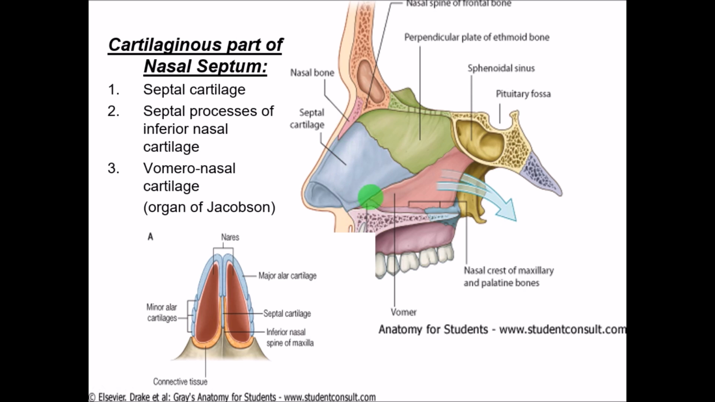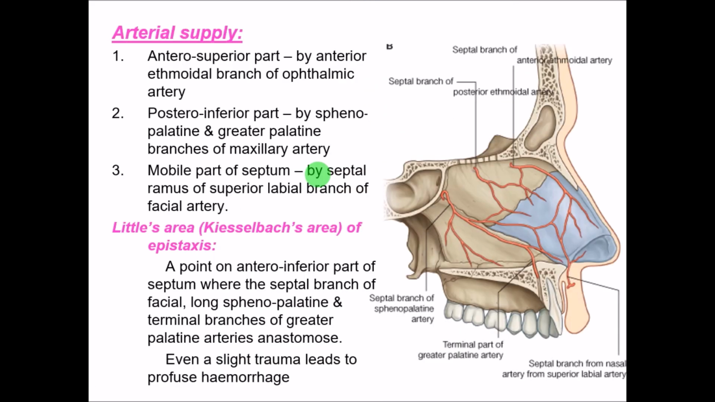So there is a bony part, which is the posterior part, behind, and the anterior part, which is mainly cartilaginous. So the cartilaginous part is slightly mobile compared to the bony part, which is behind. Okay. Coming to the arterial supply.